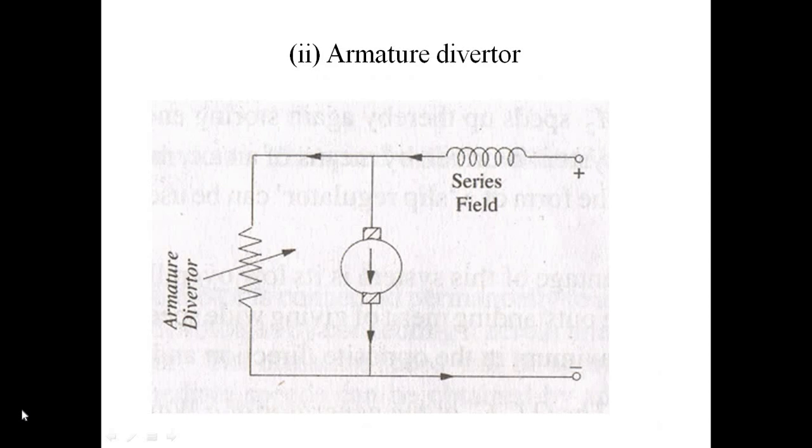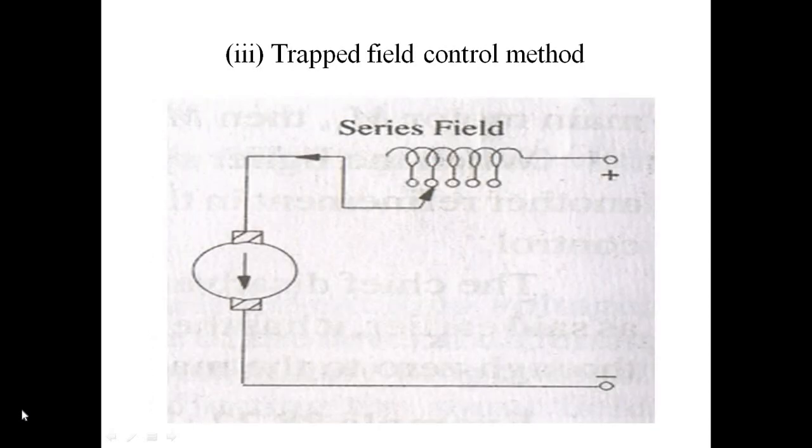In the armature diverter method, a resistance is connected across the armature in the series motor. The field current is varied as well as the voltage, and the speed also varies. Next, the tapped control method.